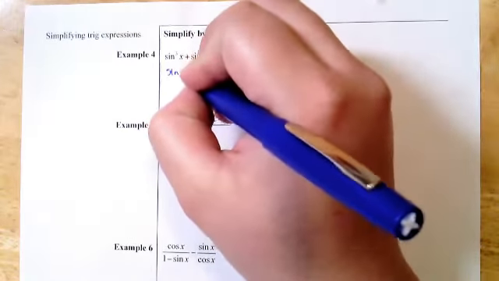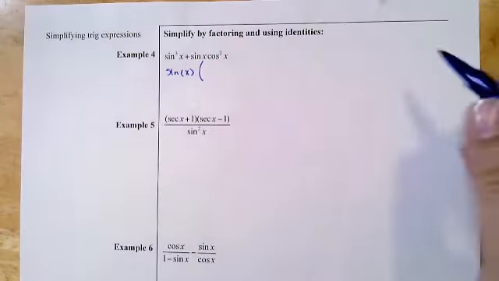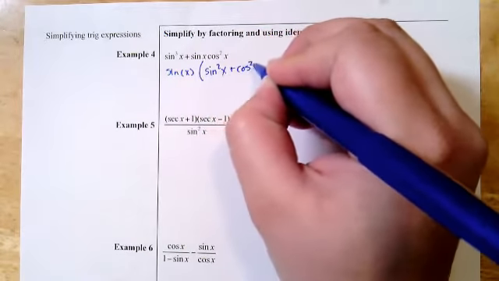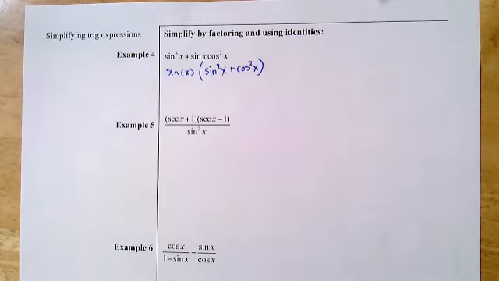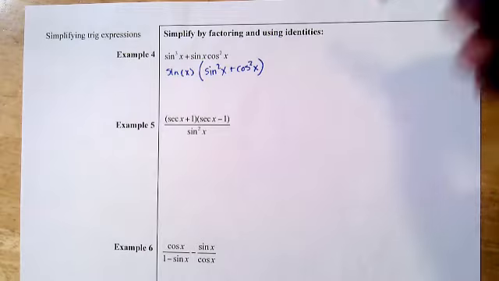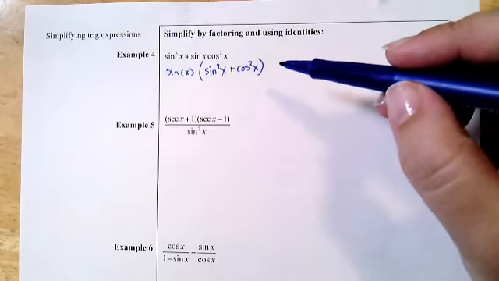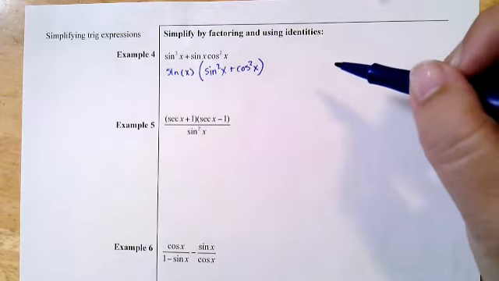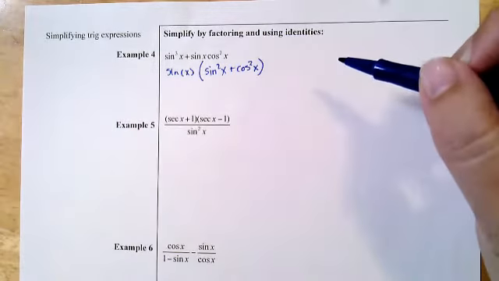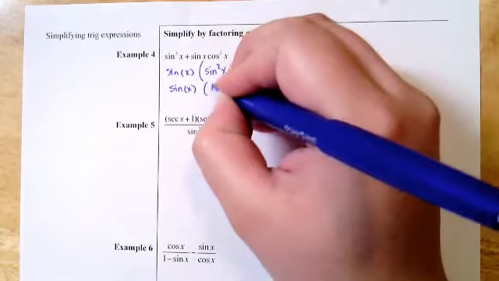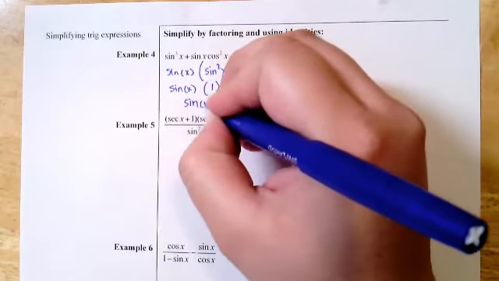Sine of x times what I'm left with here, sine squared x plus cosine squared x. And hopefully you can recognize that as our Pythagorean identity. So what does that equal? This is the left side. The right side of our identity is 1. So that means sine squared x plus cosine squared x equals 1. So this becomes sine of x times 1, which is just sine of x.